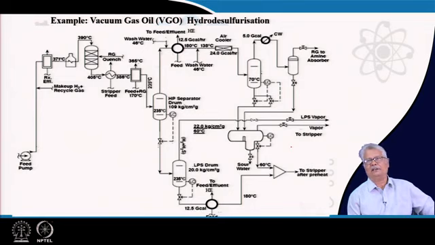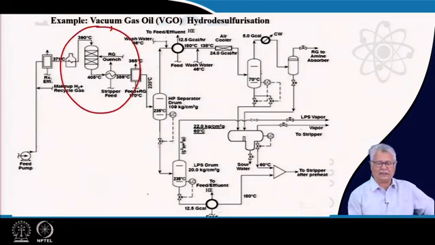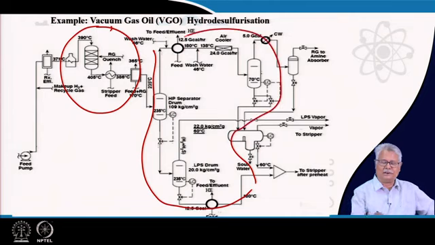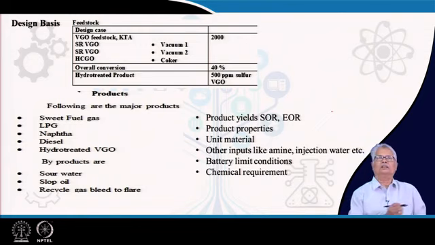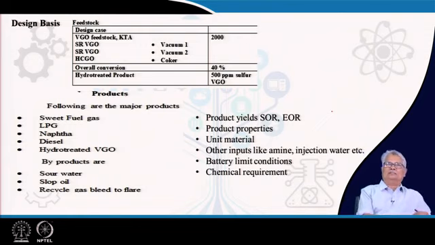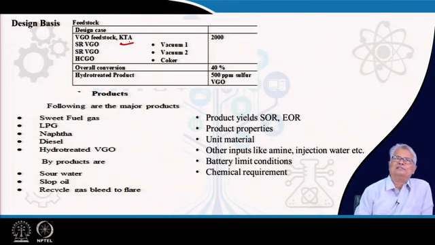It is the same diagram which is here, and we can identify very well this is your reactor section and these are your separator section, and we do not have the fractionator shown here. The design basis, if you look at, it is VGO feedstock, in kiloton per annum, KTA. There are two vacuum gas oil streams coming from vacuum unit 1 and vacuum unit 2, and also a stream which comes from the coker, which is the heavy coker gas oil. The total capacity is 2000 kilotons per annum.